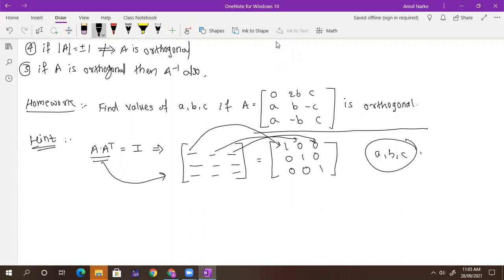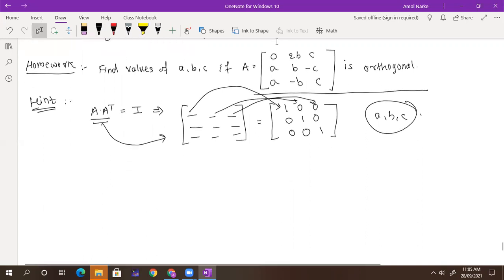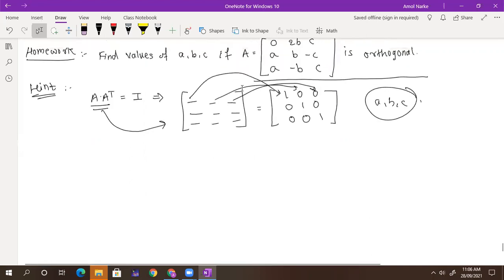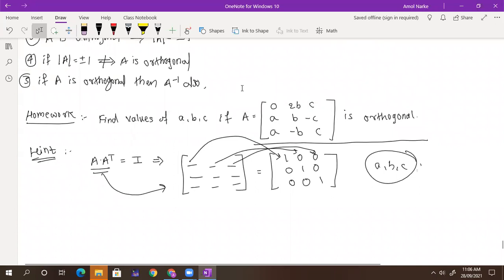Okay, so this is what we have for the orthogonal matrix. Now we are going to see some applications of matrices. We have lots of applications. Write down this question: find the values of A, B, C if A is orthogonal.